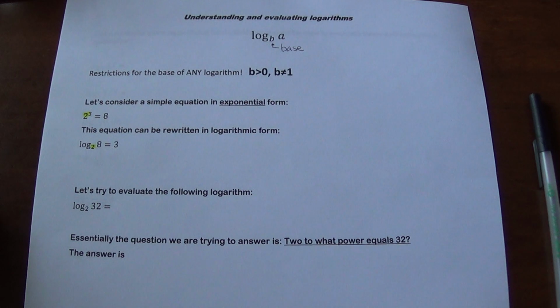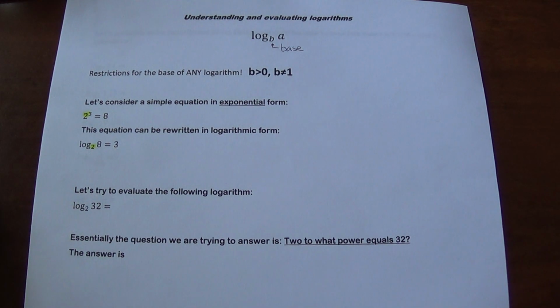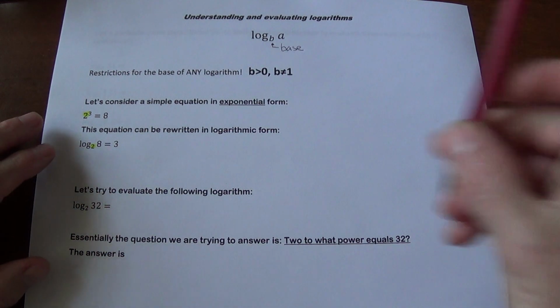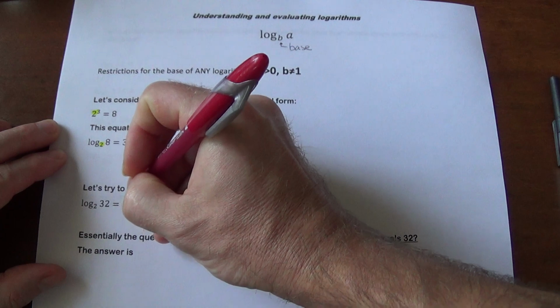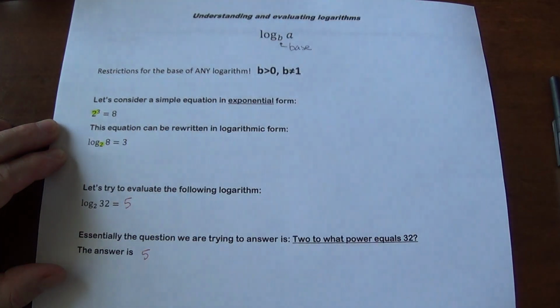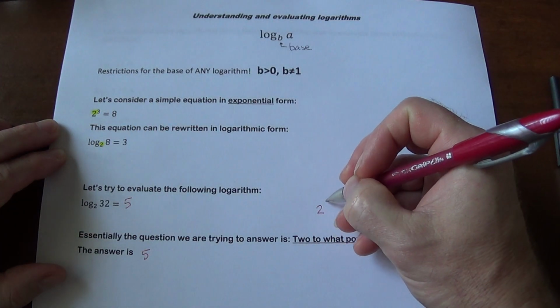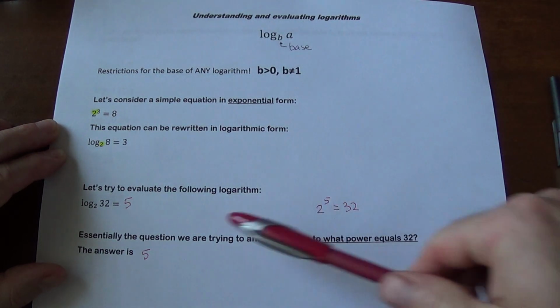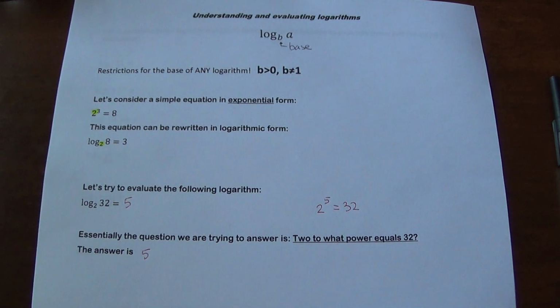So let's take a look at the next problem and see if we can figure it out. So we have log base 2 of 32. And essentially the question we have here is, 2 to what power equals 32? If you think about this, do a little bit of simple math in your head, you should be able to figure out that the answer is going to be 5. So the answer here is 5. How do we check this? If you take 2, raise it to the 5th power, you will get 32. All the numbers match, and that's what we have.